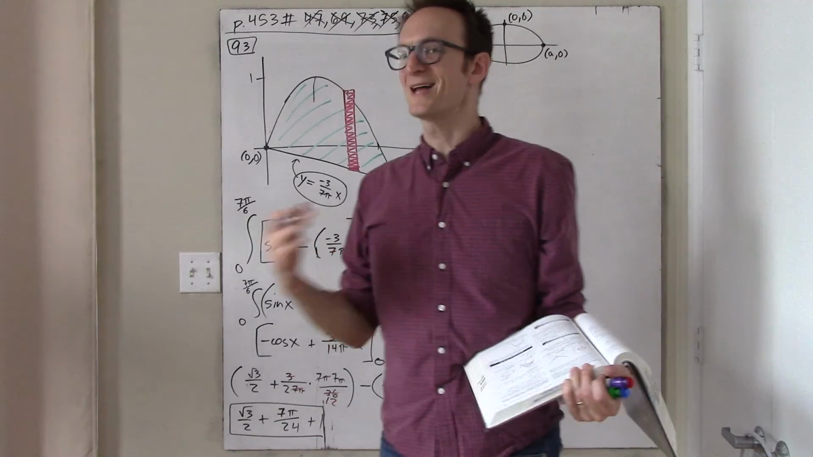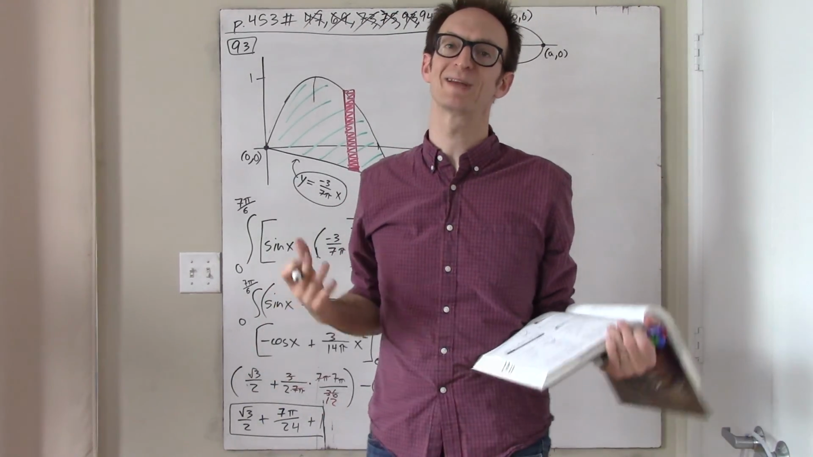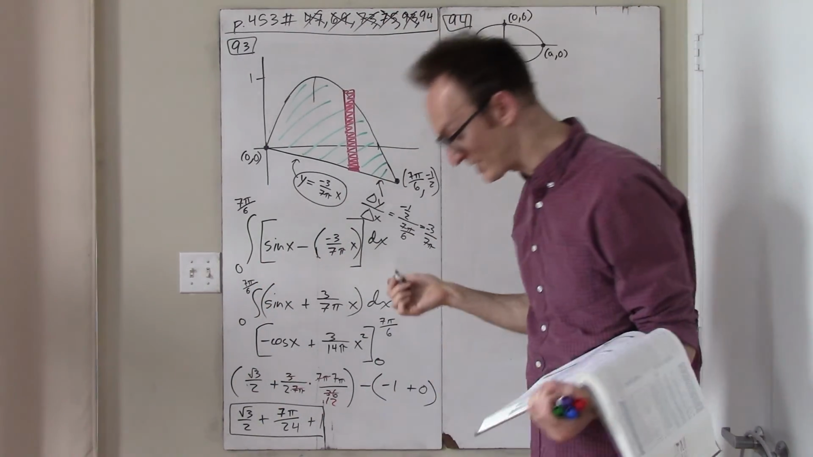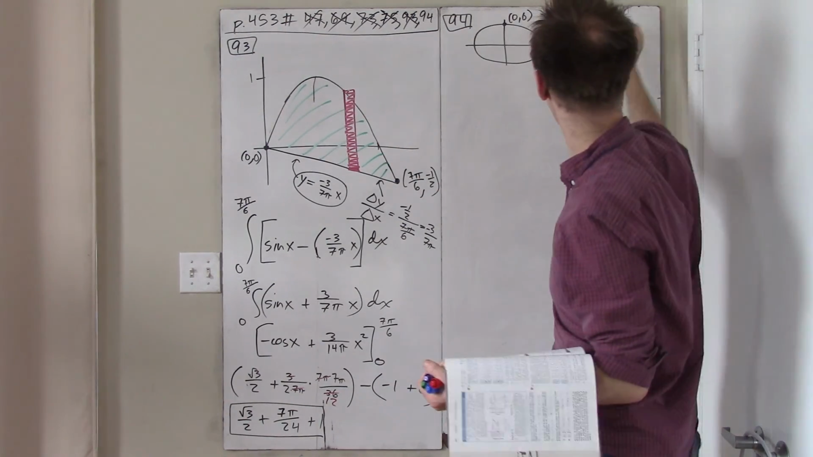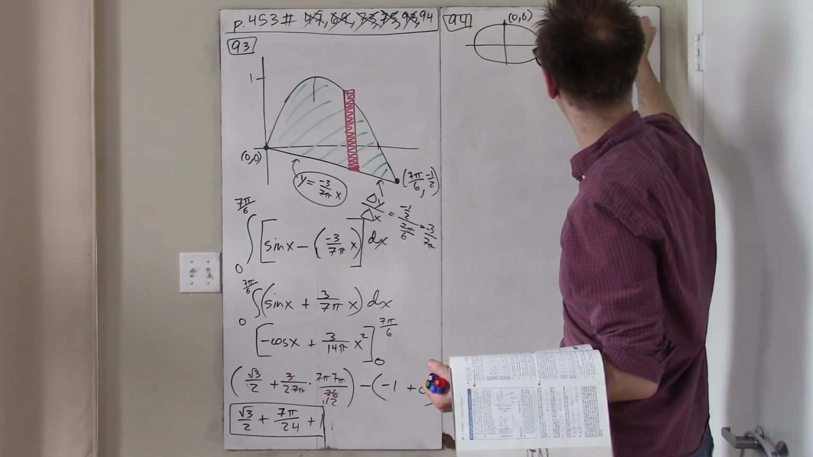Okay, first of all, the answer to this problem should be just obvious. Because what is an ellipse? It's just a stretched out circle. And I know that the area of a unit circle is pi.